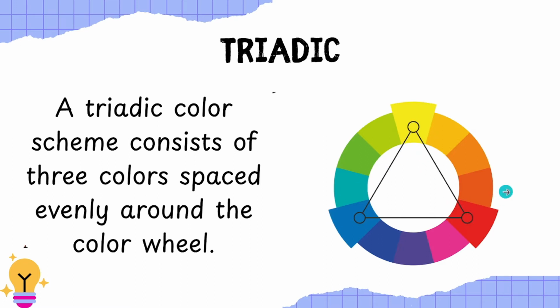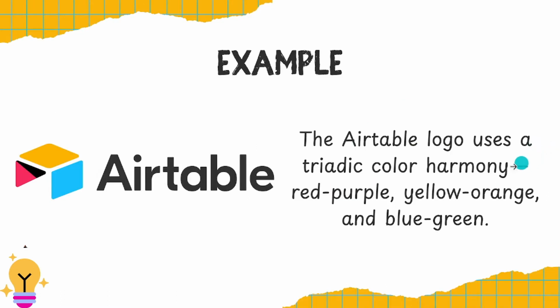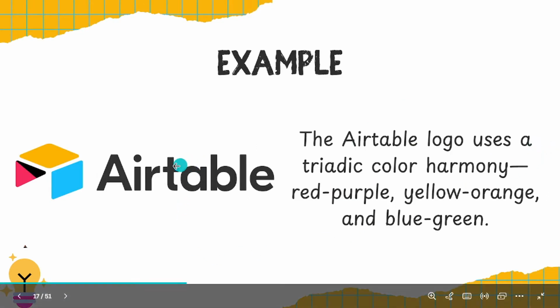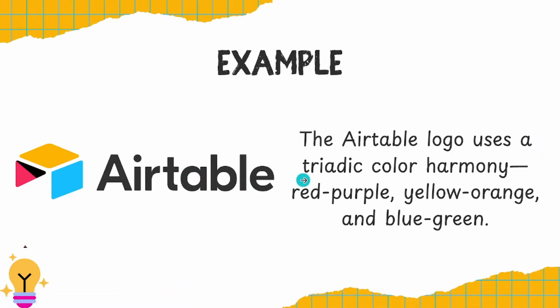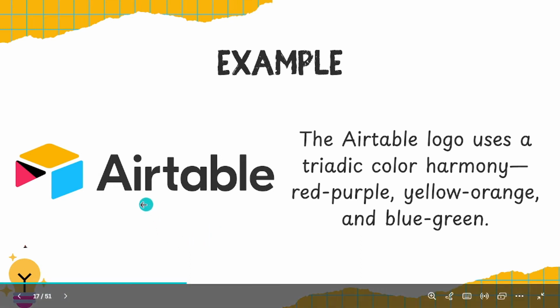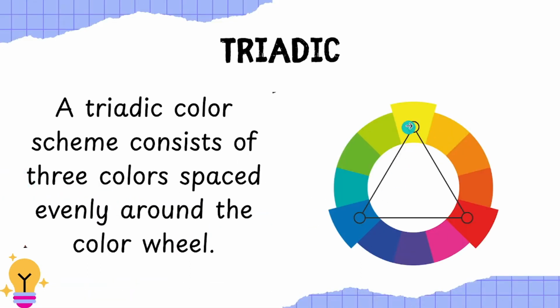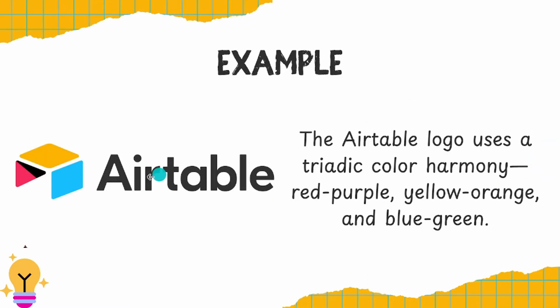So where can we see this? If you look at this logo here, you will see that it uses the red purple, the yellow orange, and then the blue green. And these are the 3 colors that are here, right? That's what this company used for their logo.